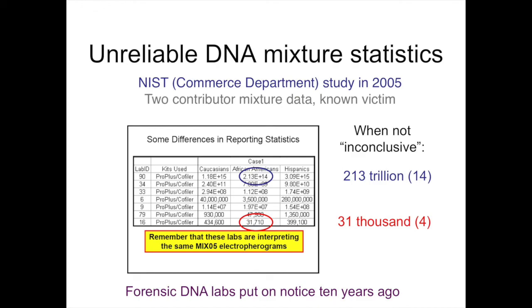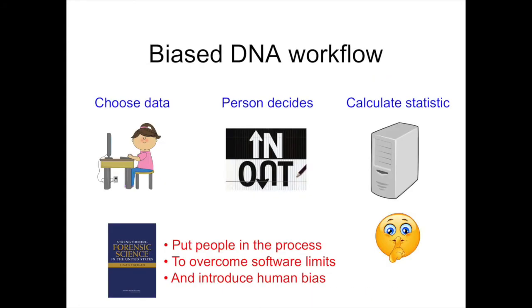But the minority of labs that did report a statistic did not find the same number as their weight of evidence. Instead, their numbers ranged from tens of thousands to hundreds of trillions on the same data. And that was the first indication from a federal study that maybe if you say that there's no information, or when you give information, it ranges from four zeros after the one to 14 zeros after the one, maybe there's an issue. Another concern, which some workers began publishing about 5 to 10 years ago, was bias.